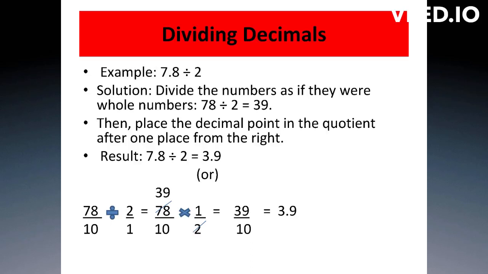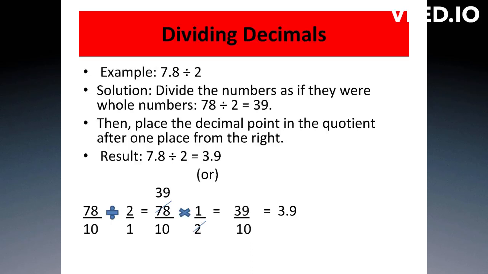When you get 39 as the answer, then place a decimal point in the quotient after one place from the right, because we are having only one digit after the point in the question, 7.8. So here also, keep the decimal point in the quotient. The quotient is what here? That is nothing but the answer we get in the division, that is 39. So keep a decimal point in that 39 after one place from the right. So what you will be getting? 3.9. So 3.9 is the answer.